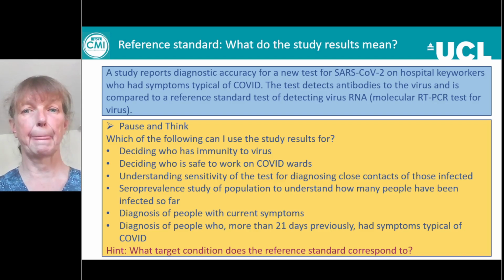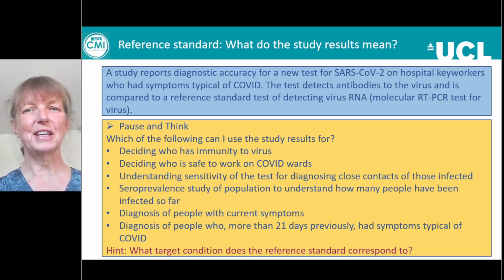And so what I want you to do is go back to this reference standard, which was a PCR test for presence of virus in the nose and throat, and say, can I use the study results for any of these interpretations? Okay, so when you're interpreting that study, you're basing it on how good is the test to the reference standard. So have a hint, what is the target condition that reference standard corresponds to?